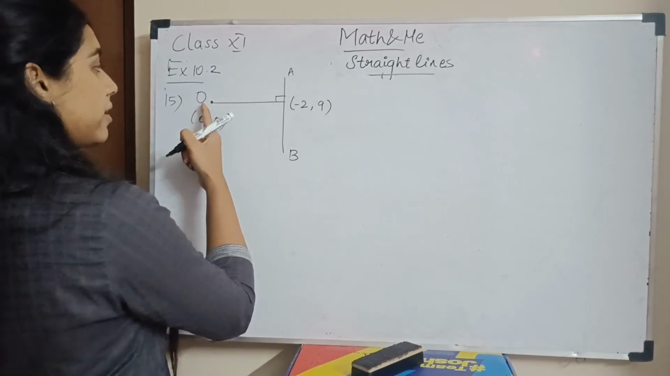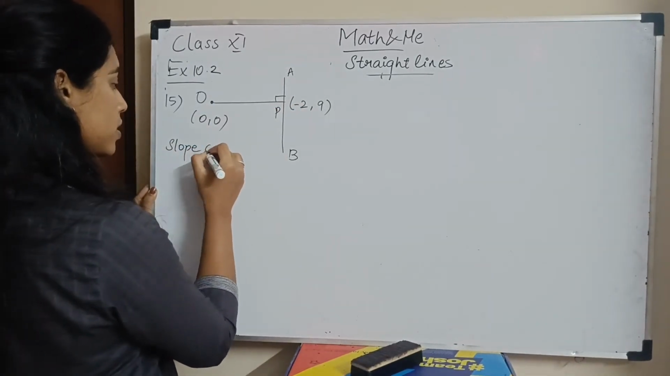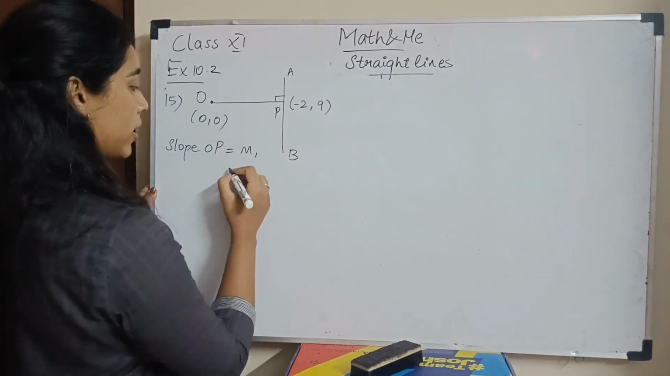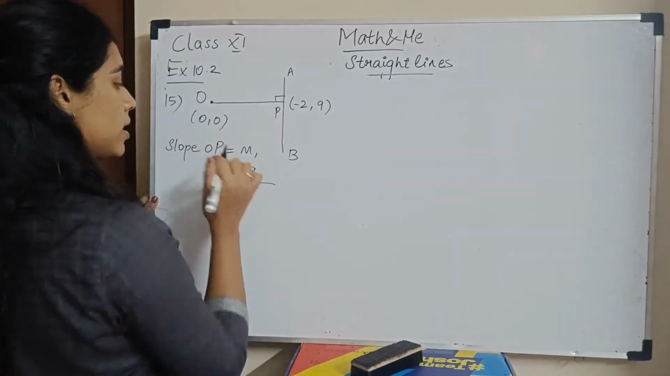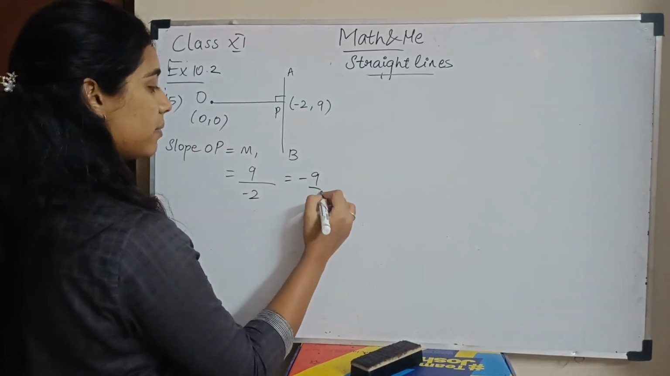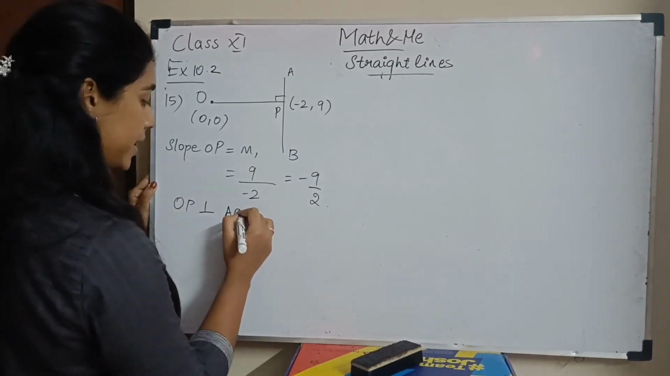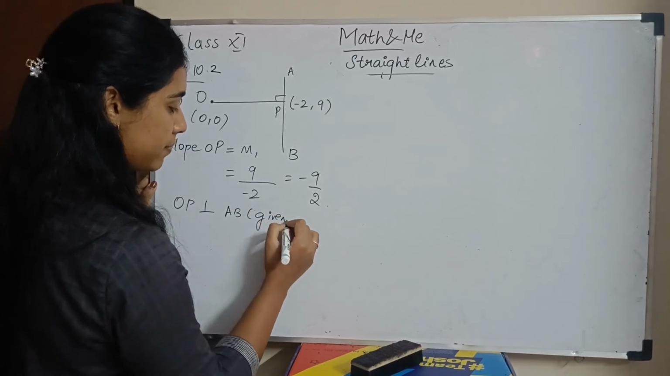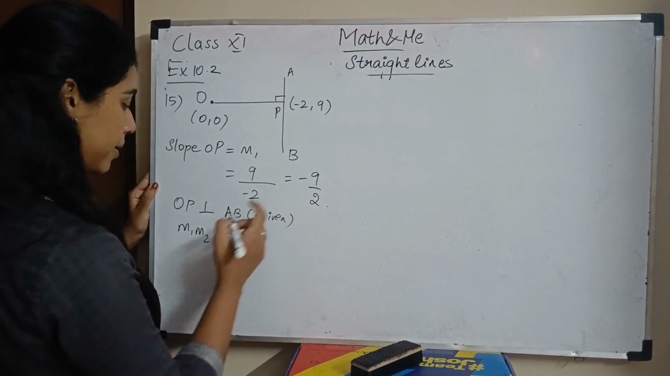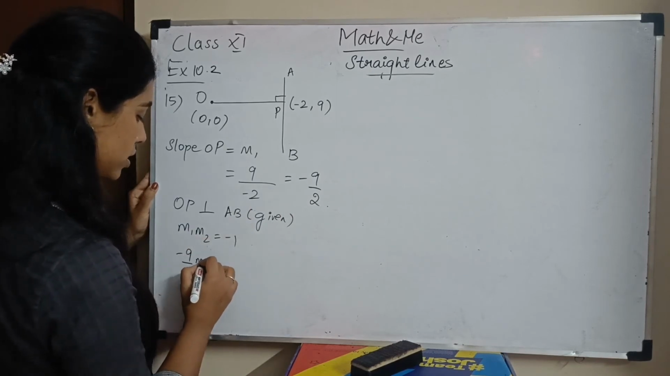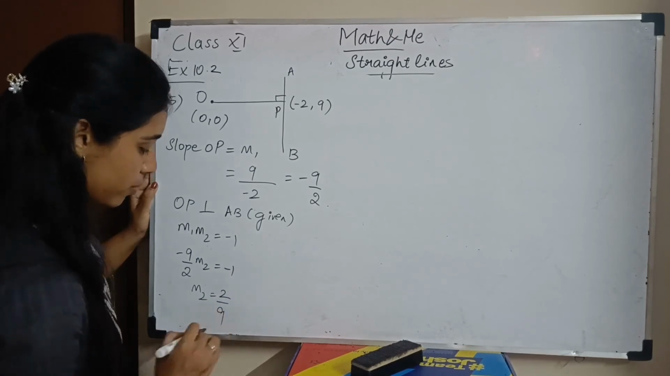So what do you know? You have O, let me mark this as P. So slope OP equals M1, which is y2 minus y1 divided by x2 minus x1. So what do you have? Minus 9 by 2. Since OP is perpendicular to AB, as given in the question, M1 times M2 equals minus 1. So what is your M1? Minus 9 by 2. M1 M2 equals minus 1. So your M2 is 2 by 9.